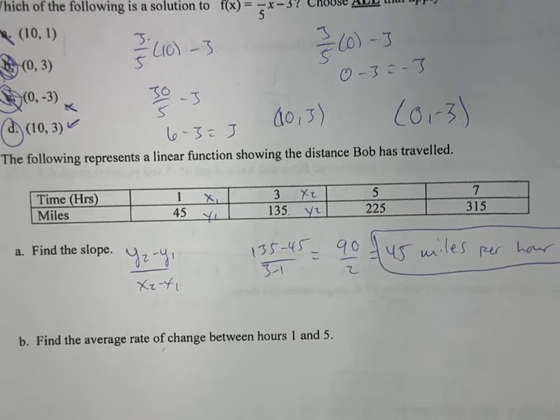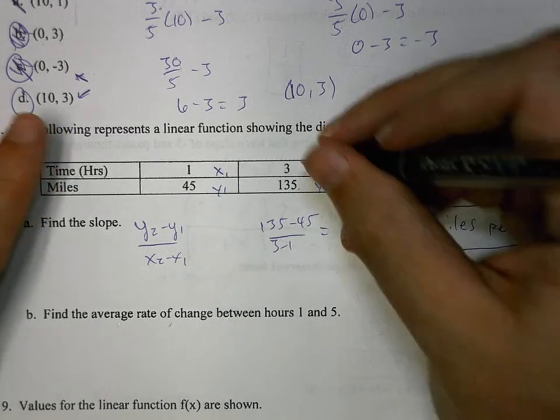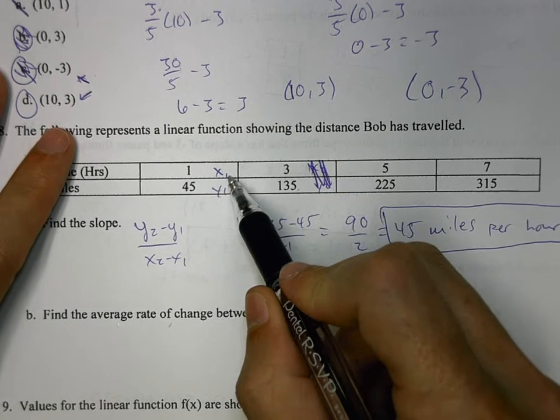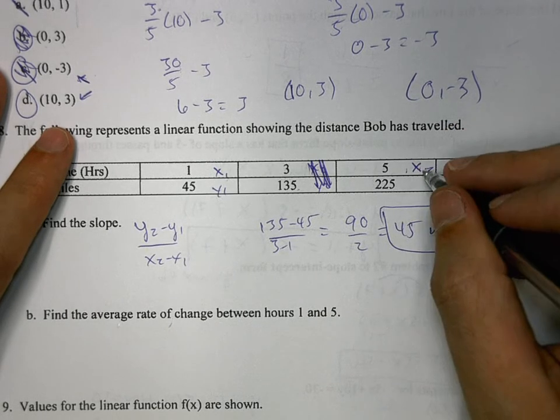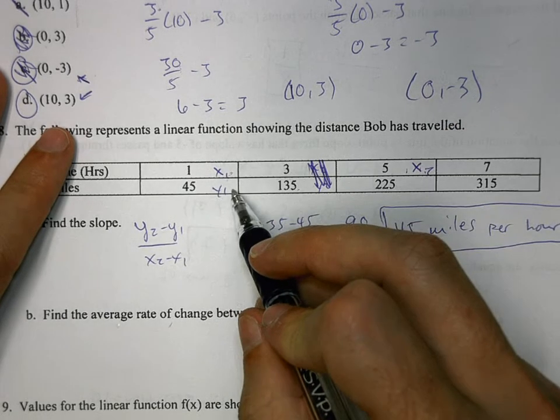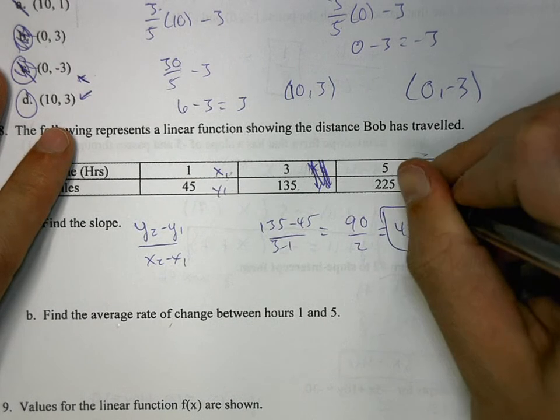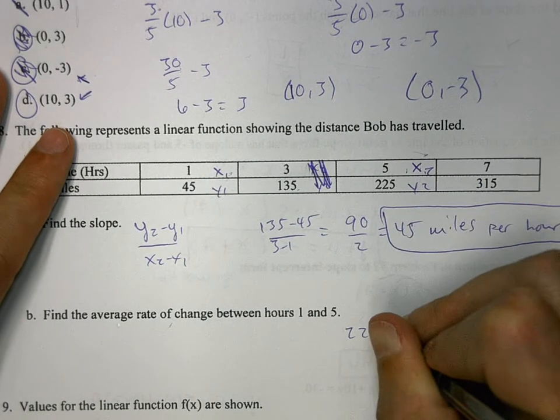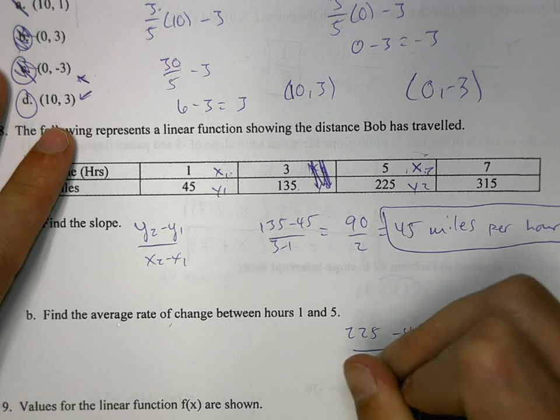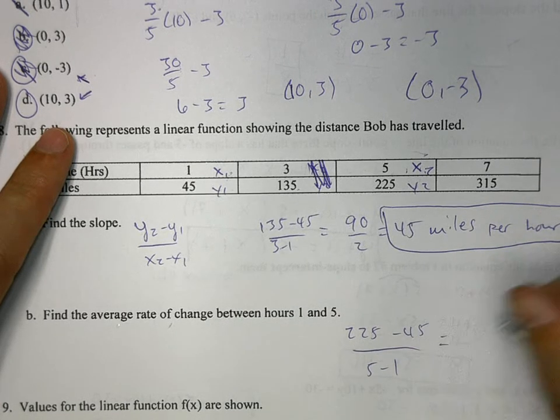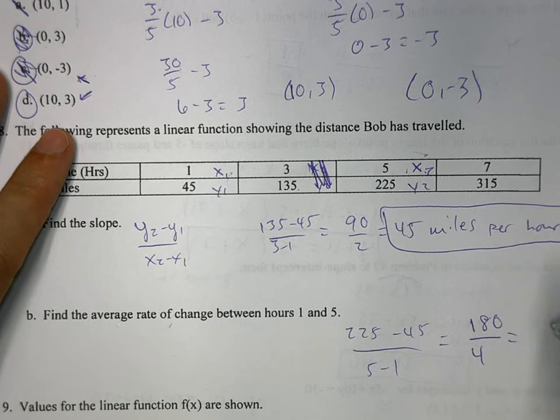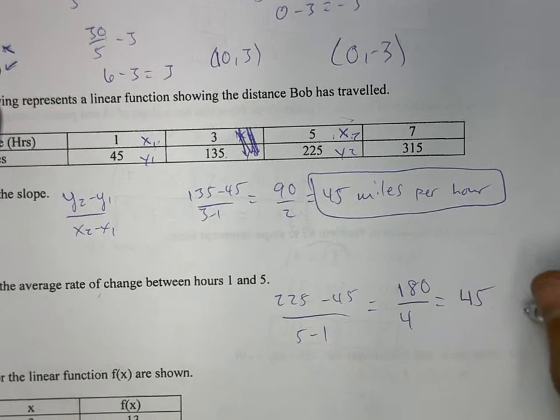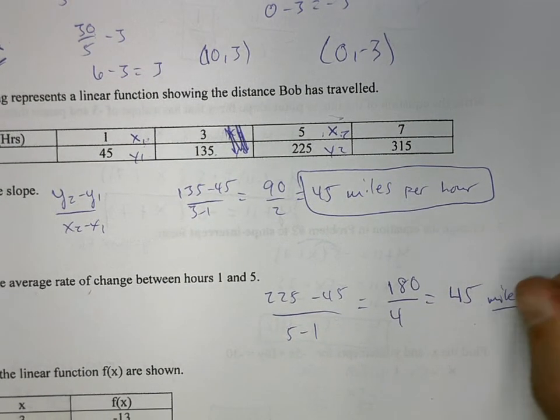When it says find the average rate of change between 1 and 5, that means 1 has to be my x1 and 5 has to be my x2. And if this is x1, that's y1. If 5 is x2, then this is y2. So 225 minus 45 all over 5 minus 1. So that's 180 divided by 4 for a grand total of 45 miles per hour.